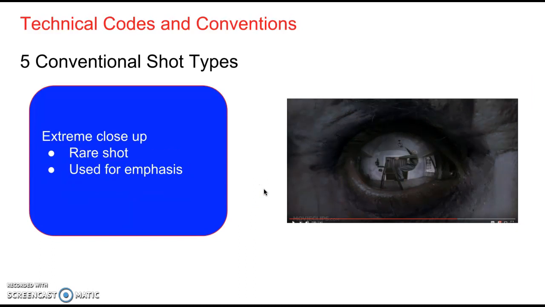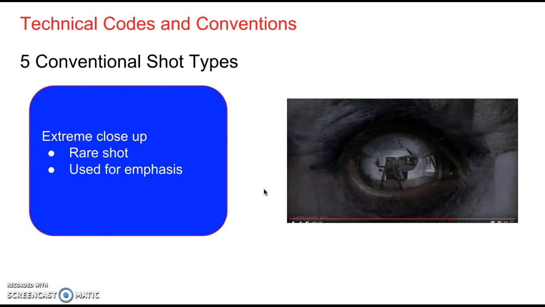You can also have an extreme close-up. An extreme close-up is actually a rare shot, but it's used for emphasis. I want to show a character crying. Maybe I zoom in on their eye and you see it welling up. Maybe I just want to show the lips of a character. You know, they're responding to bad news, and I want to see how they're going to respond.